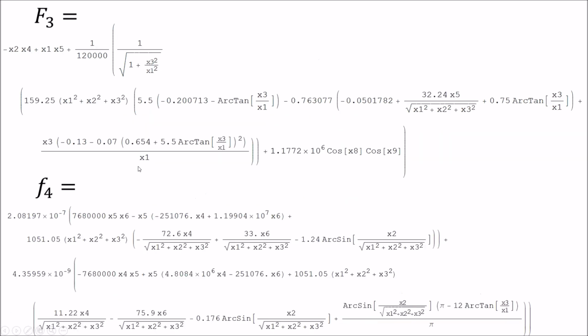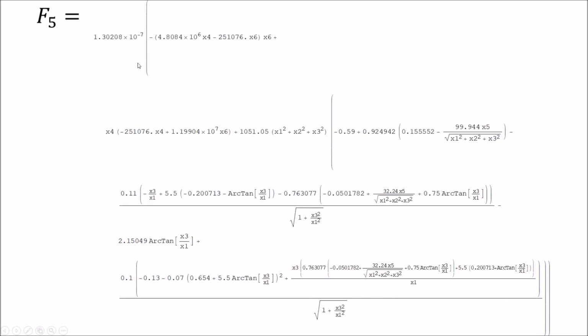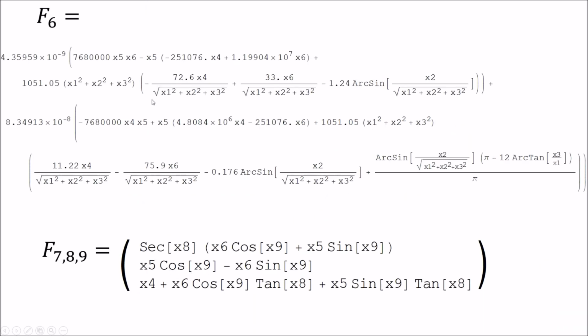If we keep going, f3 and f4 are even worse. F5 is the worst of them all. Look at this thing. Can you imagine trying to solve this thing simultaneously? F6 is also bad, and surprisingly, F7, 8, 9 are actually not so bad. I'll leave it as an exercise to the reader why F7, 8, 9 are fairly simple. But long story short, I just wanted to flash this up for completeness, to show you that the equations of motion we're dealing with in our RCAM model are very complicated and non-trivial.